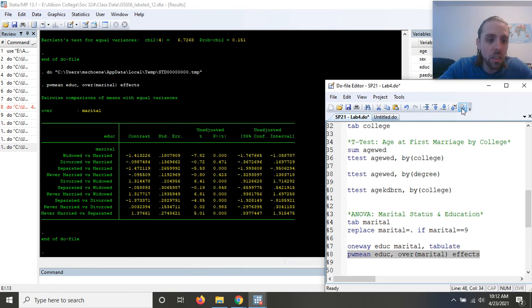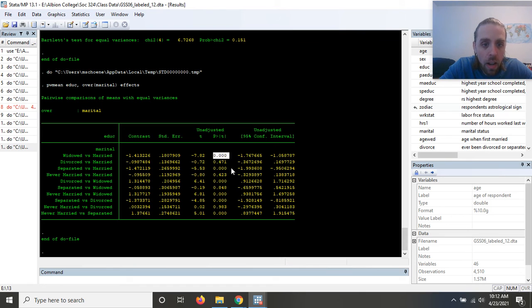So if we run that, you'll get a pretty serious table here, and it's the difference in sample means between all group pairings. And so you can see which are significant. So there's a very big significant difference, right? You look at the probability value right here. This is a highly significant difference between people who are widowed and people who are married.